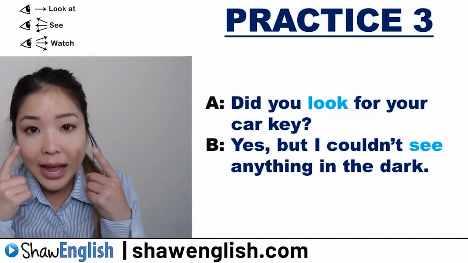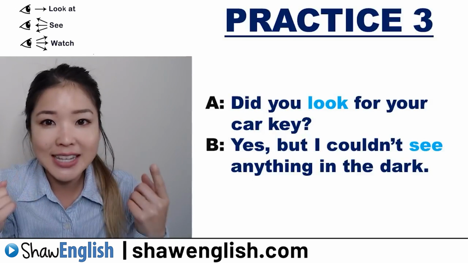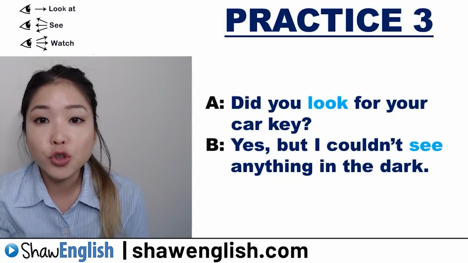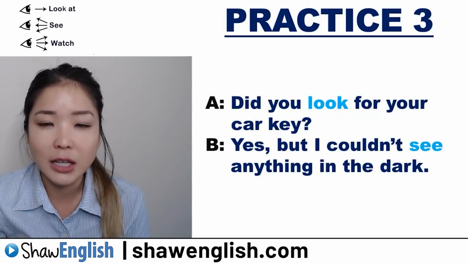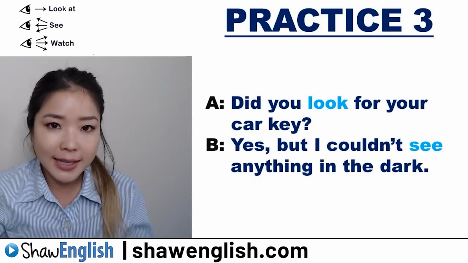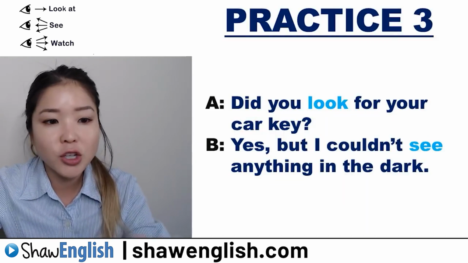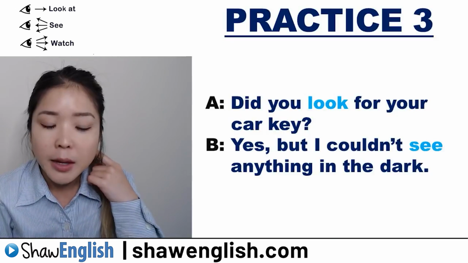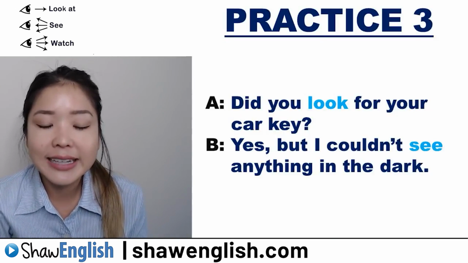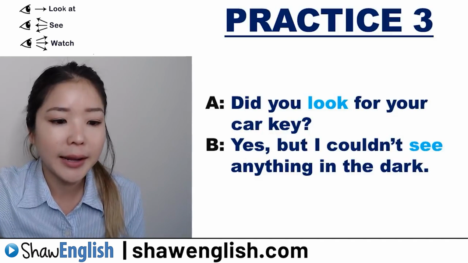So we have the ability to see, right, with our eyes. Our eyes give us vision and sight. But in the dark, that's not true, right? We don't have the sense of seeing. We can't see very well in the dark. We can't notice things in the dark with our eyes. So you might have to use your hands to touch things. You might have to use your ears to try to hear something. But in this case, B says, I couldn't see anything in the dark because our vision doesn't work when it's dark. Okay.